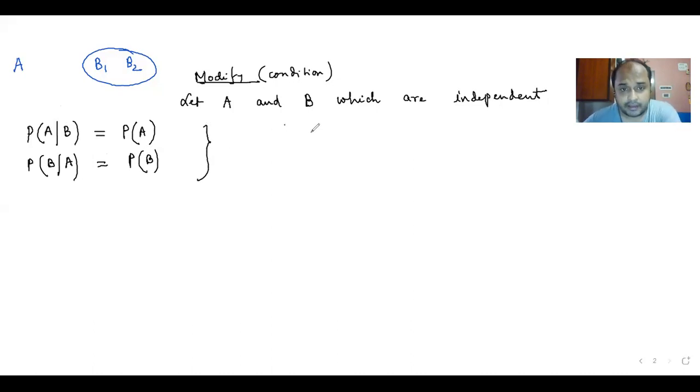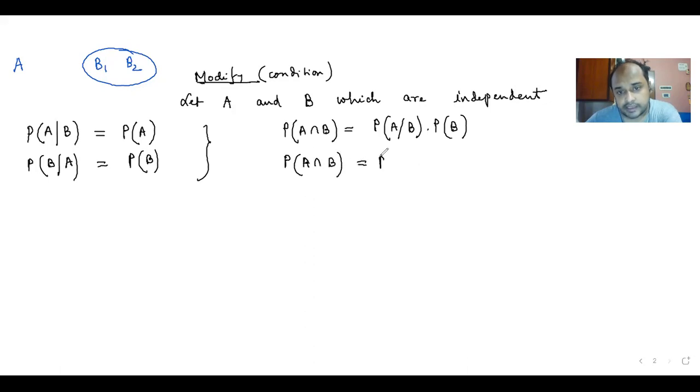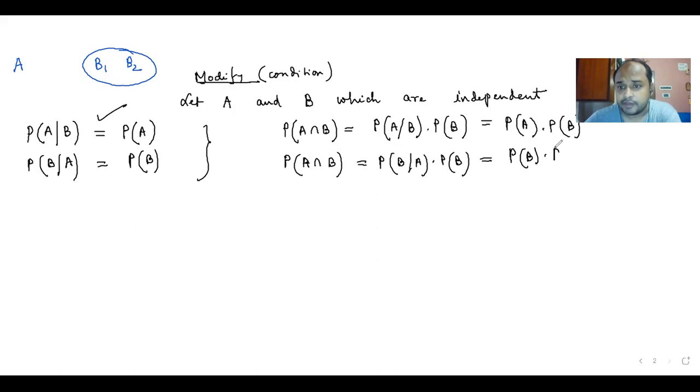What do we get? We had the formula for probability of A intersection B. Let us write the formula that we have obtained from the viewpoint of conditional probability. One formula was this. Another formula was this, probability of B given A into probability of B. Now for independent events, probability of A given B becomes probability of A into probability of B, and here we again get the same thing, probability of B into probability of A.